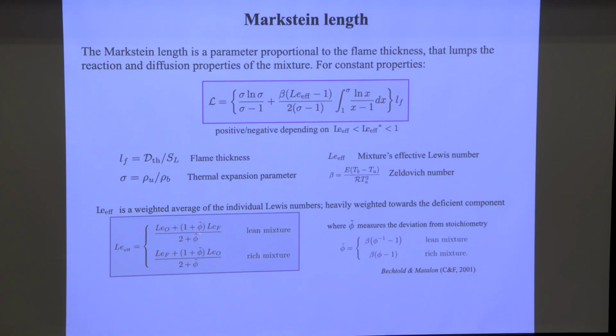Now, if you are at stoichiometry, which means phi tilde is 0, phi is 1, then it's exactly the mean of the fuel and the oxidizer, LEF plus LEO divided by 2. Otherwise, the deficient component counts more.